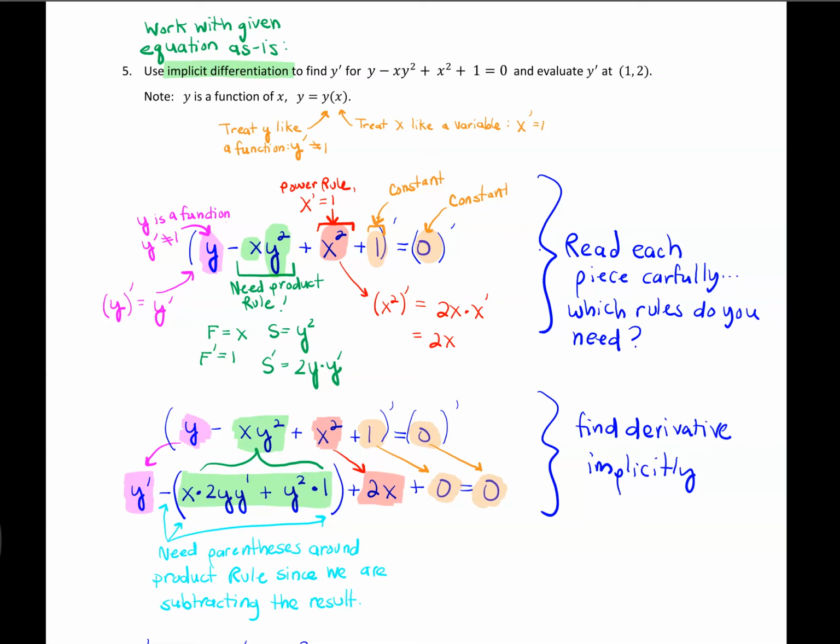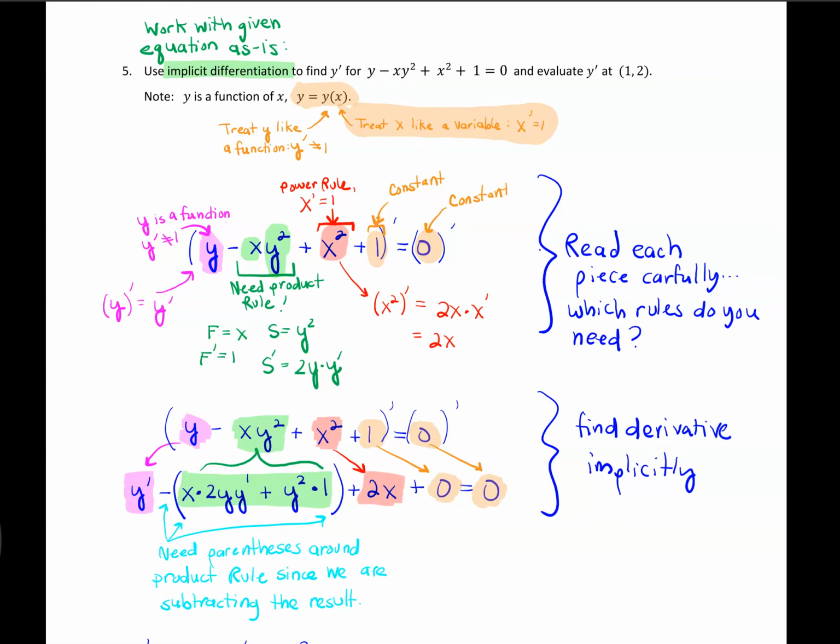So that means we have to work with this given equation as it's written. And before you can find the derivative implicitly, you have to read the given equation really carefully. So we are given this extra piece of information here that's reminding us that y is a function of x. That means we're going to treat x like a variable. So whenever you see the letter x, you're treating it like a variable. That means x prime is 1. The derivative of a plain old variable is 1.